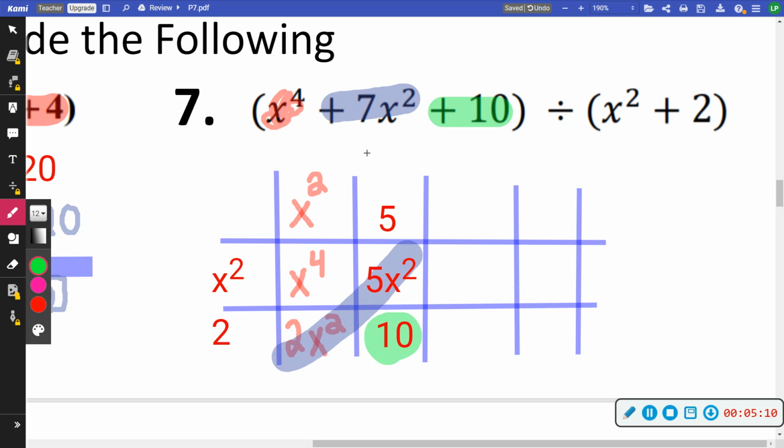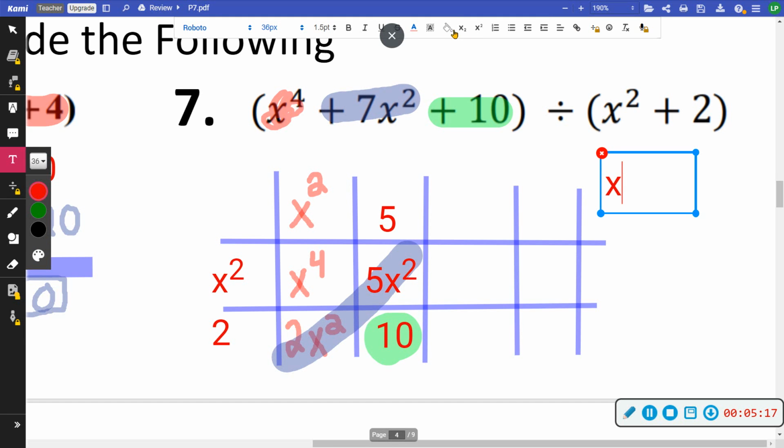So what I just found is the quotient, when I take this divided by that, that's just x squared plus 5. So my answer is x squared plus 5, no remainder.